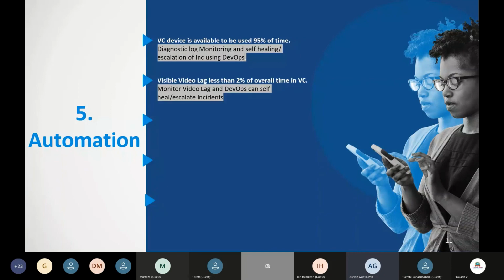The second was the video lag, 2% of the overall time. There was no system in the current monitoring setup that they had where they could identify the lag.